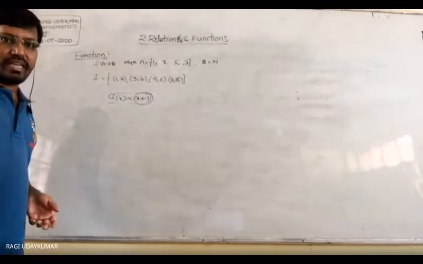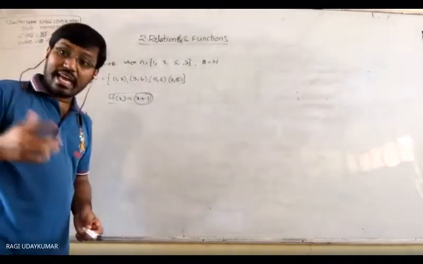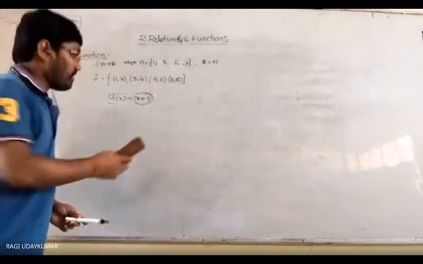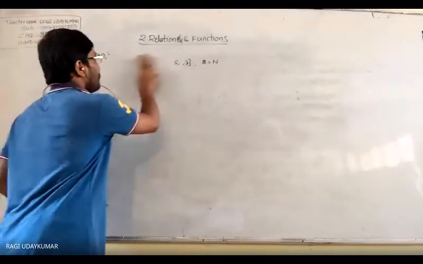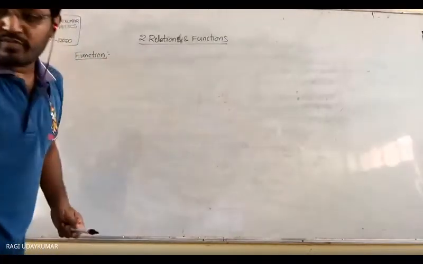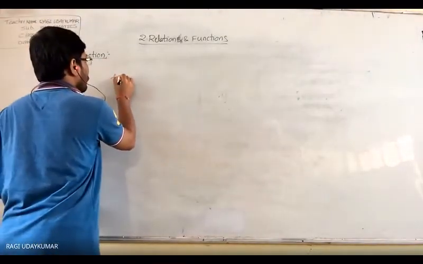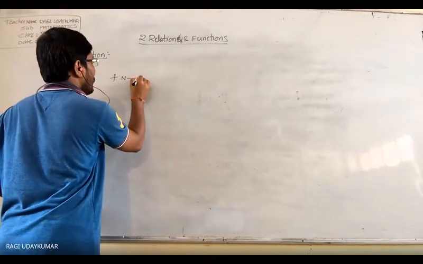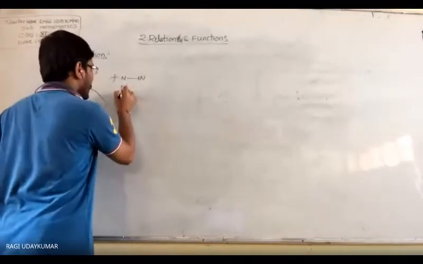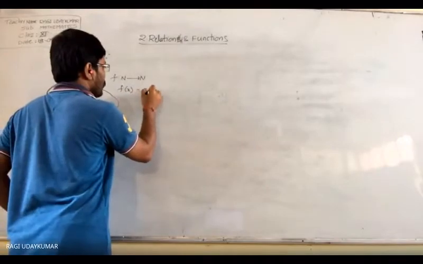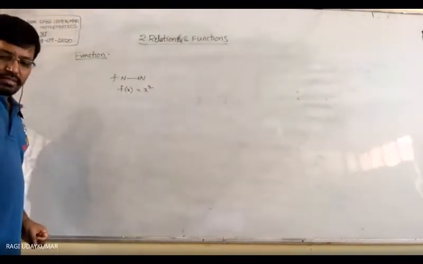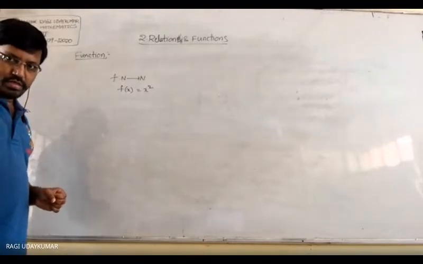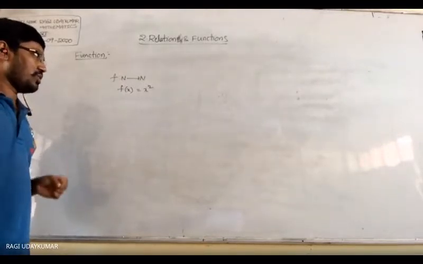Any expression can be given to you. So now with the help of that also you should be able to identify whether the given relation is a function or not. Suppose I will give you this question. F is a function defined from natural numbers to natural numbers such that f of x is equal to x square. Whether it is a function or not?